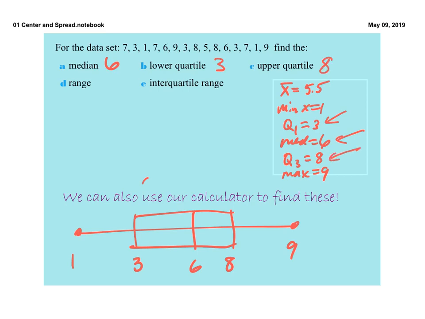The range is the biggest minus the smaller. That's the 9 minus the smallest one, which is a 1. 9 minus 1 is 8. The interquartile range is the 8 minus the 3. It's the 2 quartiles, the bigger one minus the smaller one. And so that would be 5.